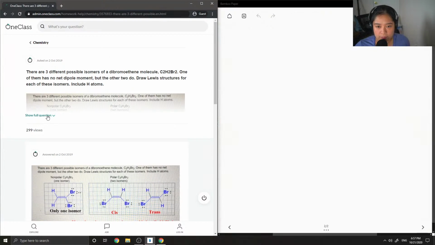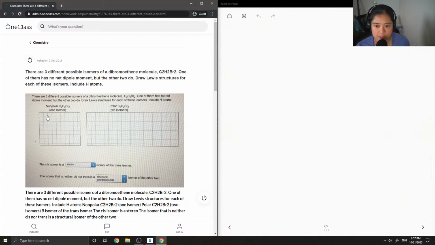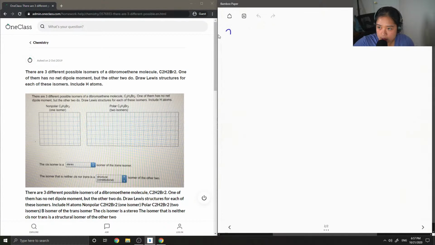There are 3 different possible isomers of a dibromoethene molecule, C2H2Br2. One of them has no net dipole moment, but the other 2 do. Draw Lewis structures for each of these isomers, include hydrogen atoms. Okay, so this is question number 2. And then we're looking for all the different isomers of C2H2Br2.